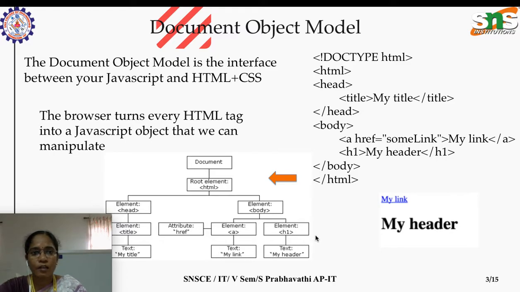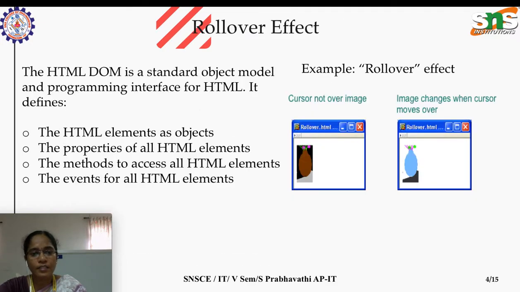That tree structure will be converted into an object, and the object has a lot of properties and methods to interact with those HTML documents at runtime. We could make changes when the user interacts with those documents. It's quite easy, simple and interesting. Let's have a simple example.